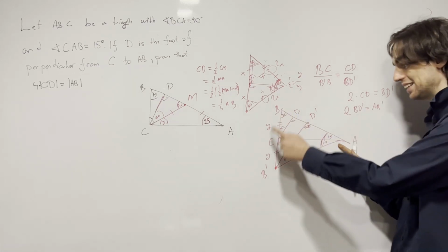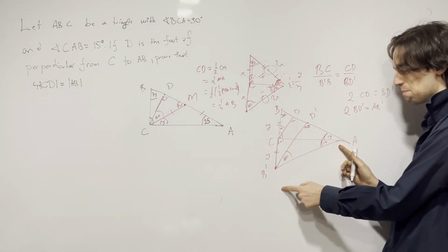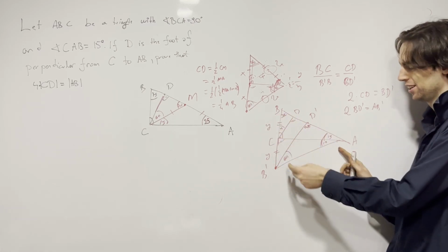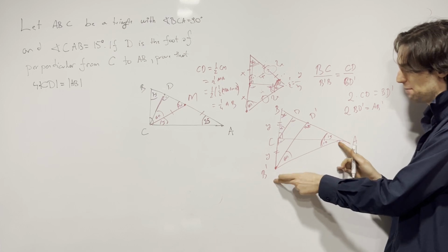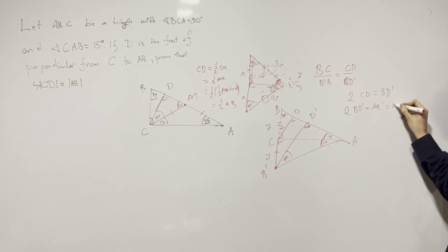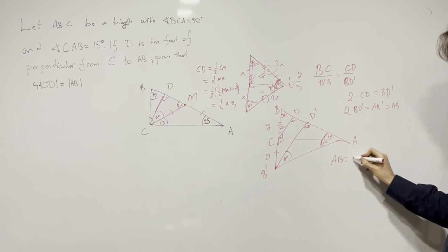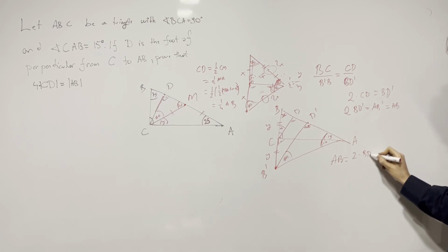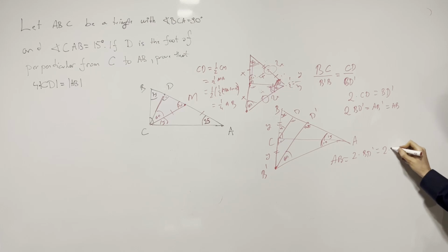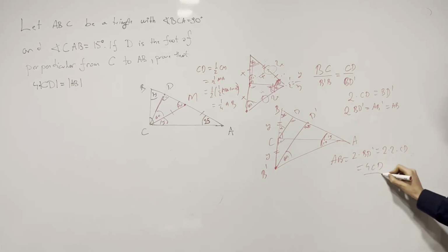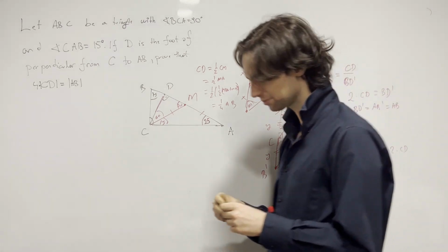But because I've reflected this over the side AC, there's symmetry here. Maybe there's congruence if you want to call it that. So AB prime is equal to AB. And now we have AB is 2 times BD prime, which is equal to 2 times CD, which is 4CD. And this finishes up our proof.